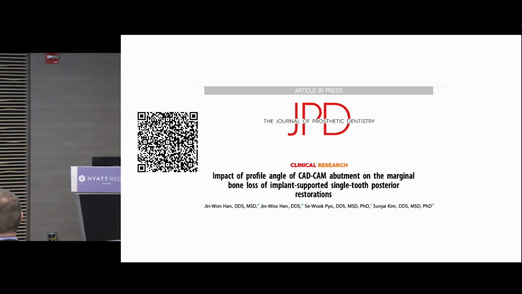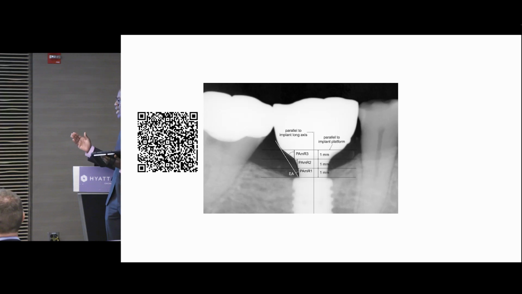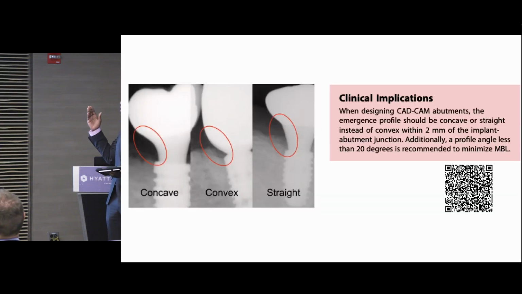And again, another paper. This one's a little bit more, you're going to like this one, Steve, lots and lots of numbers. But what I like about this particular series is that it gives you takeaways. They've looked at different angles, and at the emergence. But really what it says is that when we're designing CAD/CAM abutments, the emergence profile should be concave or straight within the first 2 millimeters of the implant abutment junction. So this is where having the 2, 3, and 4 millimeter taller abutments allows us to do that.